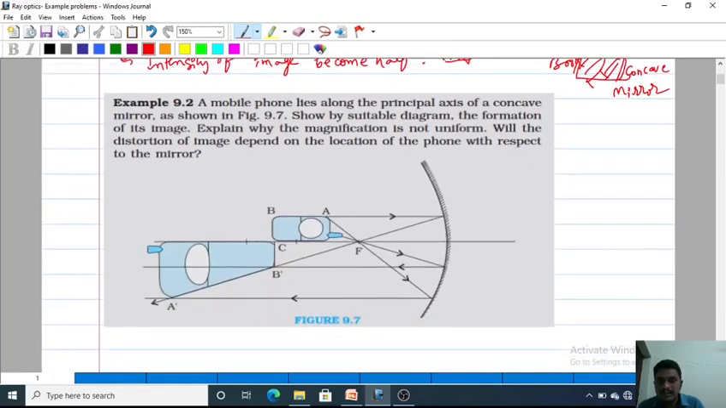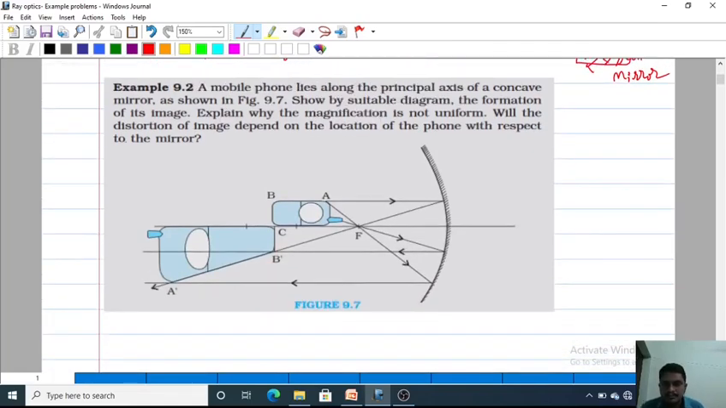Next, example number 9.2. A mobile phone lies along the principal axis of a concave mirror. Okay, this is a concave mirror and we are placing a mobile phone here. This is a mobile phone, placed along the principal axis of a concave mirror. Show by a suitable diagram the formation of its image.